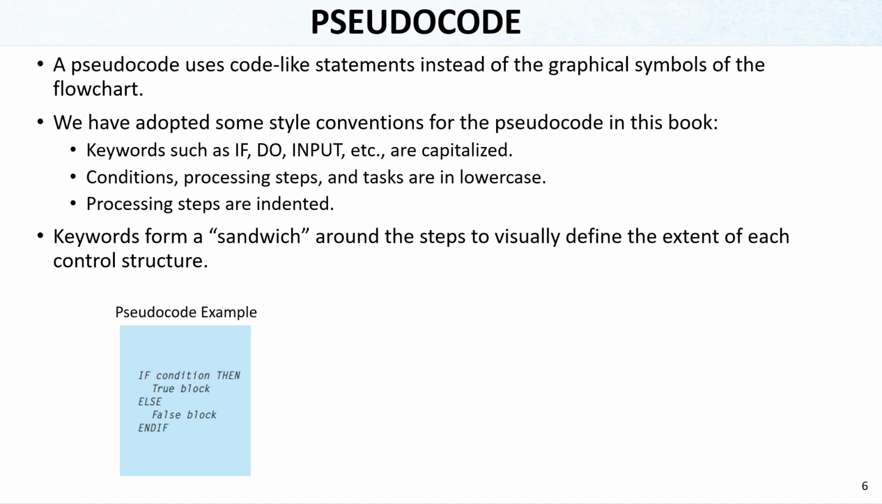Actually, in the middle of the capitals, there are lowercase statements. And the processing steps are indented. So there is a process over here between if and else. So this one is indented, as you can see here. And keywords form a sandwich around the steps to visually define the extent of each control structure. And with these ideas, concepts, we can develop pseudocodes easily and have the demonstration of the algorithm.